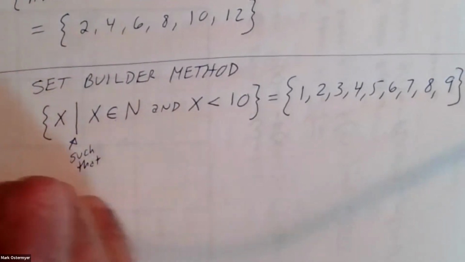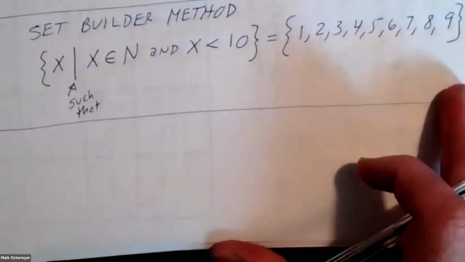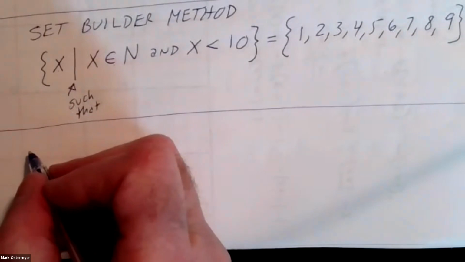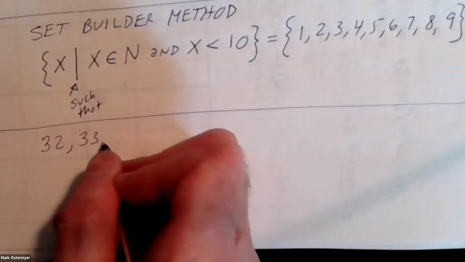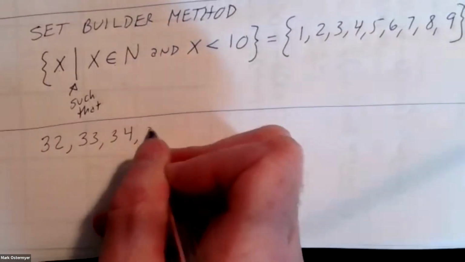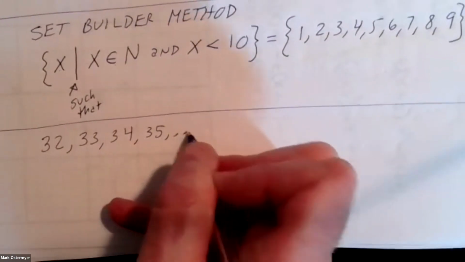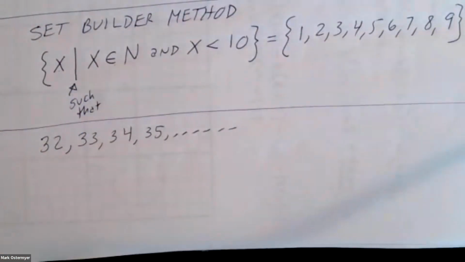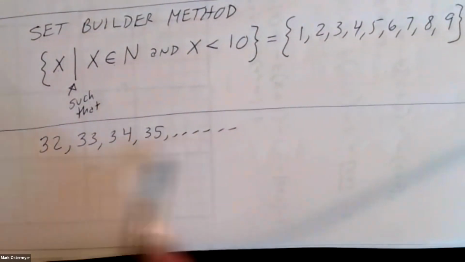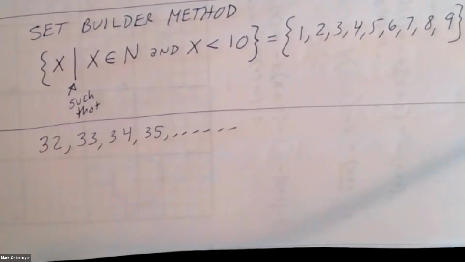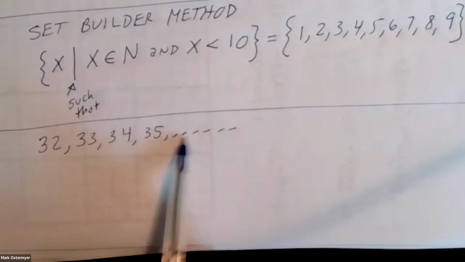All right, let's give ourselves some set to work with, and let's try to describe this set 3 different ways. Suppose I give us these elements 32, 33, 34, 35, ... So is this a finite or infinite set here? What would be your guess? Finite or infinite? Would it be infinite? Yeah, it's infinite because these dots indicate it goes forever to the right.